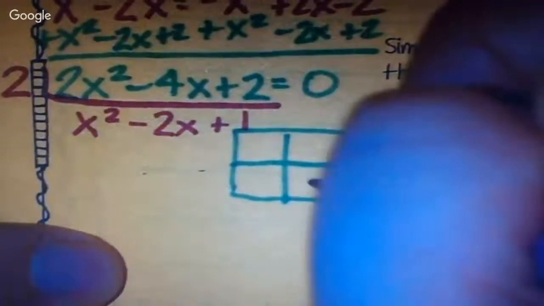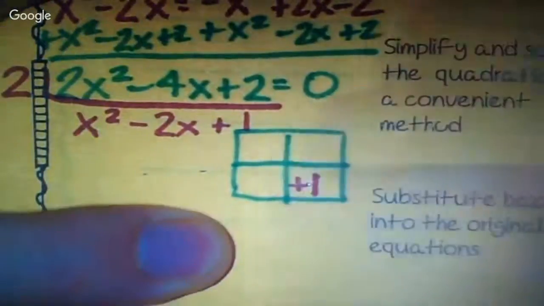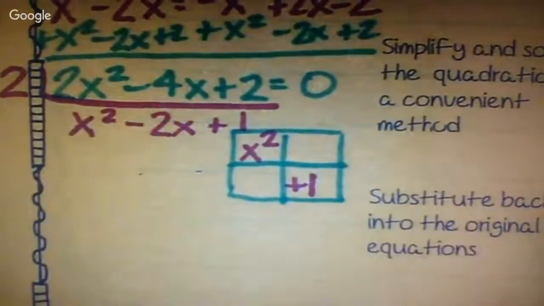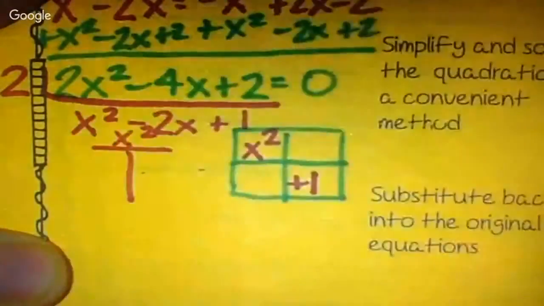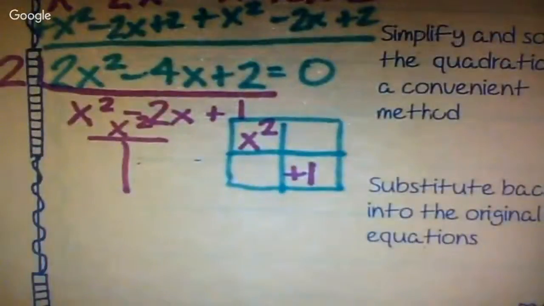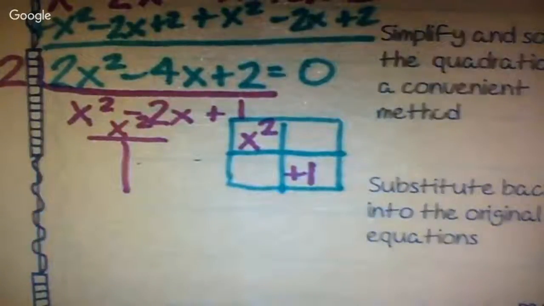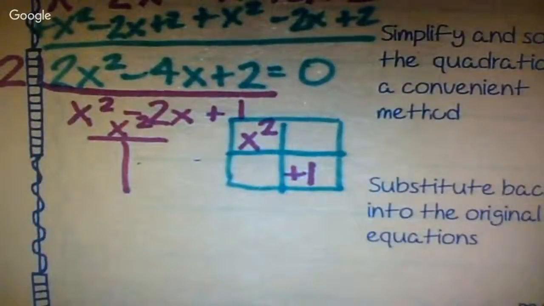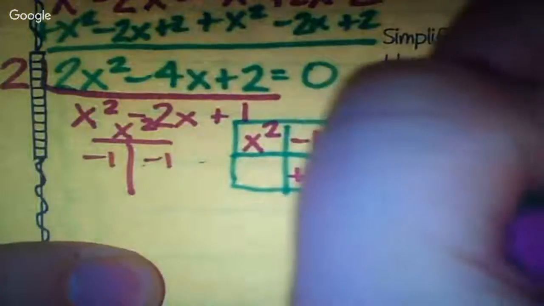Okay, so that means 1 goes here, and my x squared goes here. I need to make myself a t-chart. What can I multiply together that's going to give me 1x squared that's going to give me negative 2 when I add them? Negative 1 and negative 1. So this is a negative 1x and a negative 1x.